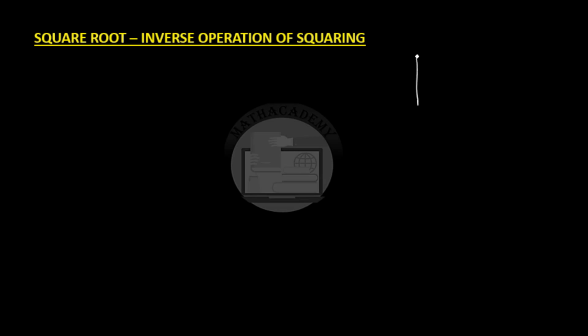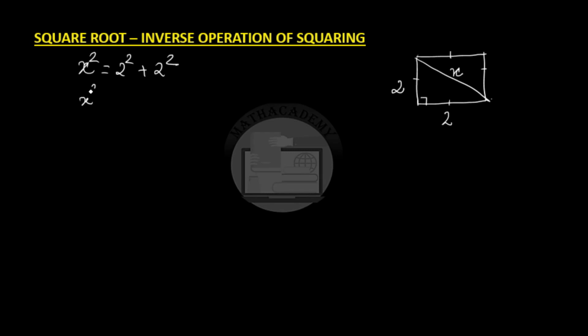Suppose we have a square whose side is 2 centimeters and we have to find the length of its diagonal. Let the length of the diagonal be x. We'll again apply the Pythagoras theorem and we will say that x square is equal to 2 square plus 2 square, and x square is equal to 4 plus 4, and x square is equal to 8. Again, to find out x, we need to think of a number which will give us the square of 8.